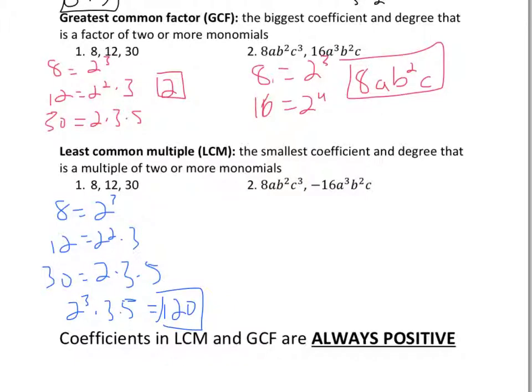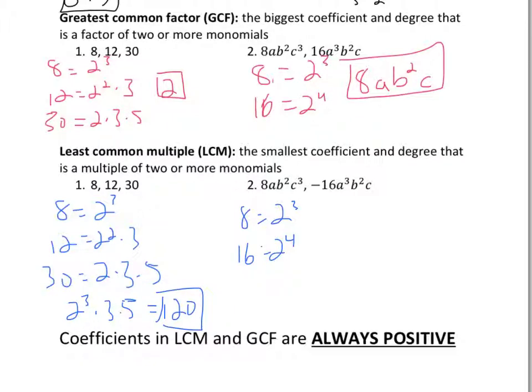Okay, this other one here, we've got to do the prime factorization again. So we got a is 2 cubed and 16 is 2 to the 4th. Remember, you just pick the biggest one. Okay, we've got a negative 16 here. Right, we got a negative 16.